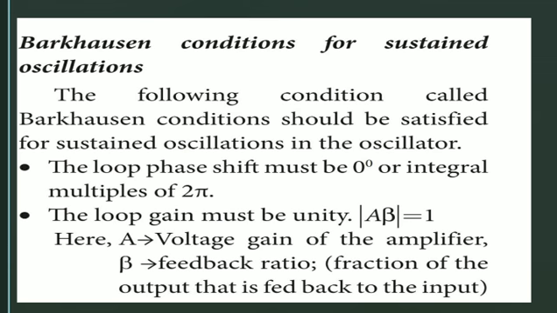At the same time, the loop gain must be unity. What is the loop gain? A beta. Beta is the gain, therefore A beta is equal to 1. The loop gain is A beta equal to 1, where A is the voltage gain of the amplifier and beta is the feedback. Feedback is defined as the ratio of output voltage to input voltage. Okay, students?